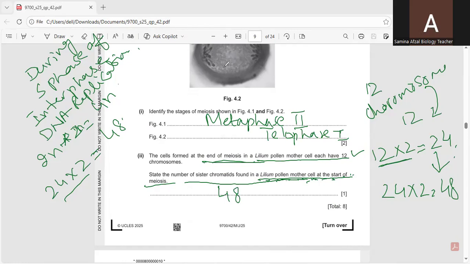Let me explain it again. The chromosome number they have shown is 12 at the end of meiosis. That is, the chromosome number is reduced to half. So it was 24, and it reduced to half, to 12. Before the start of meiosis, DNA replication occurs. As a result of DNA replication during the S phase of interphase, the chromatid number becomes 48, because they are replicated. So formation of sister chromatids takes place during this phase. So it was all about question number 4.